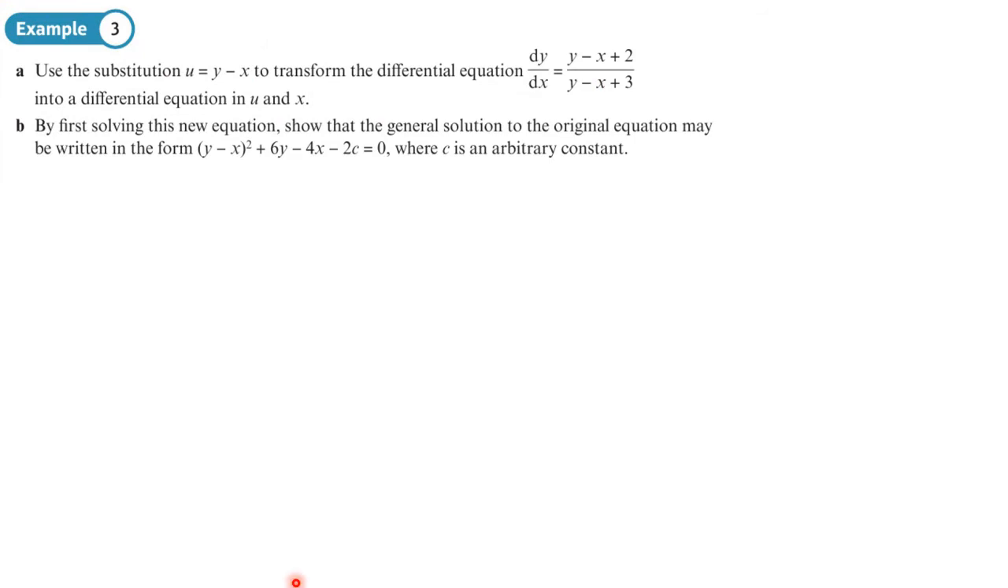So on this question here, it says use this substitution, u equals y minus x, to transform this differential equation into a differential equation in terms of u and x. Now that means we need to eliminate y. So that means the y's need to be changed. So these y's here need to go, and these dy dx's need to go.